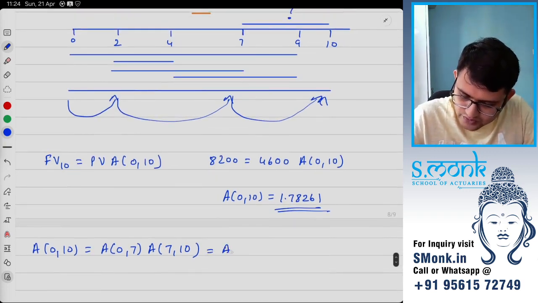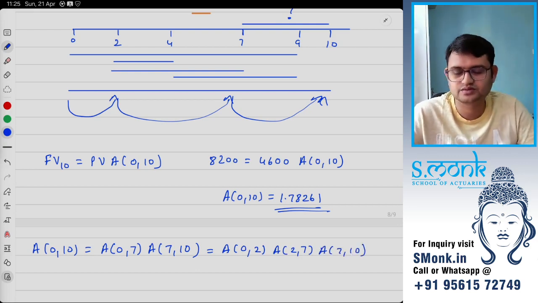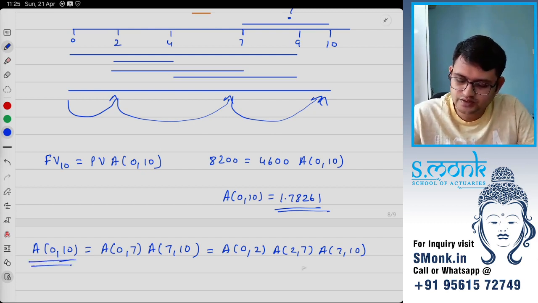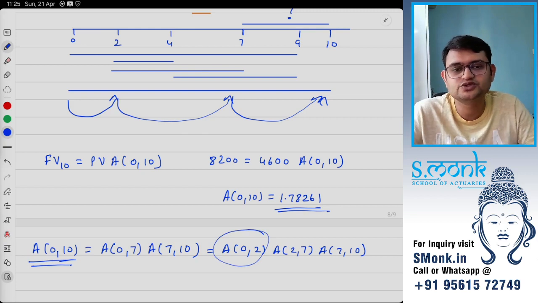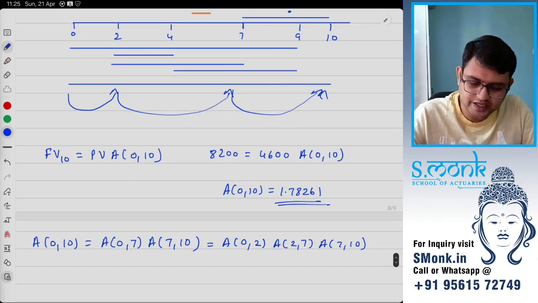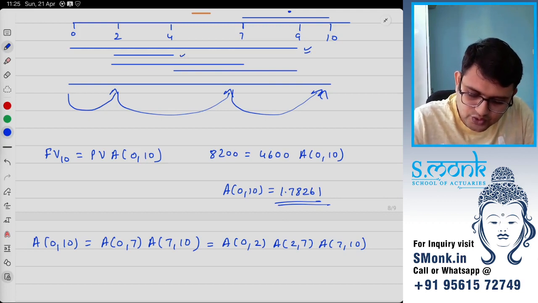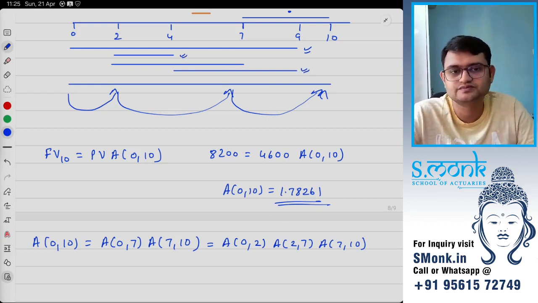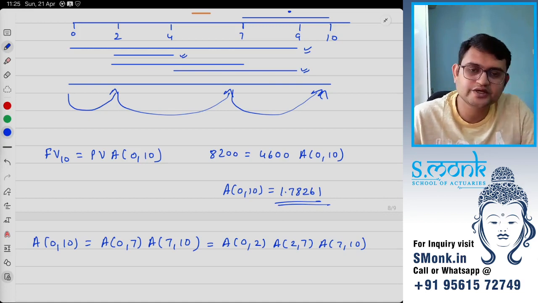This will be equal to 0 to 2, 2 to 7, and then 7 to 10. So I have 0 to 10. I want 7 to 10. I have 2 to 7. I need the accumulation factor from 0 to 2. So I'll use another combination to find this 0 to 2. If you look at this diagram, 0 to 9, 2 to 4, and then 4 to 9 is given. I can use that to calculate 0 to 2.